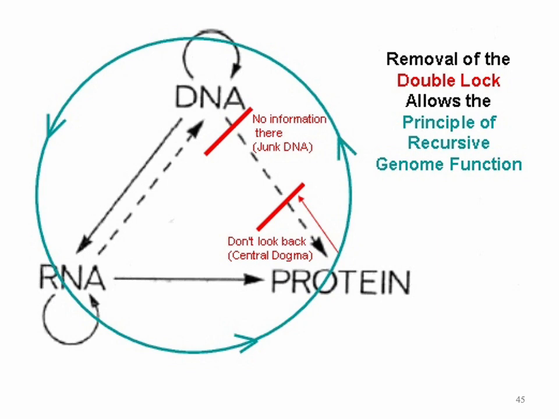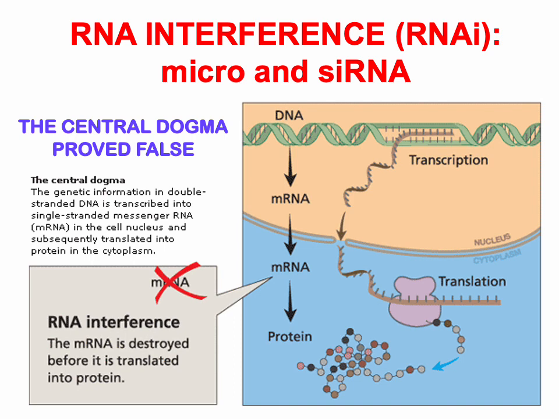This central dogma proved to be false, and this removal of the double lock allows the principles of recursive genome function. Some words about RNA interference and the micro and small interfering siRNA.